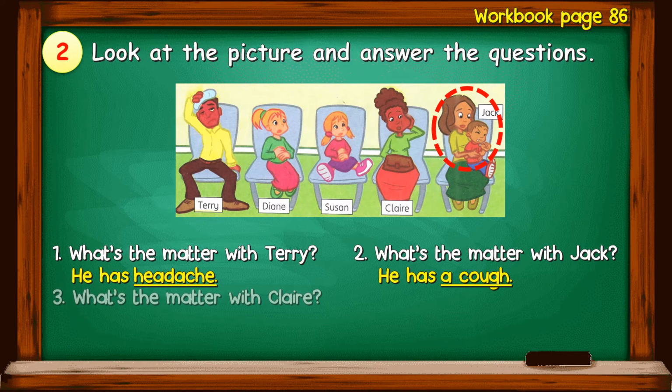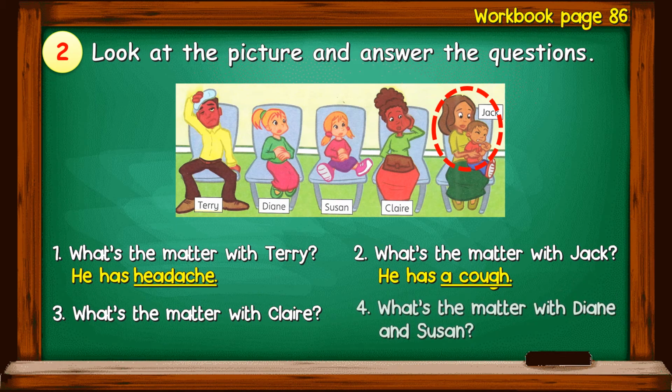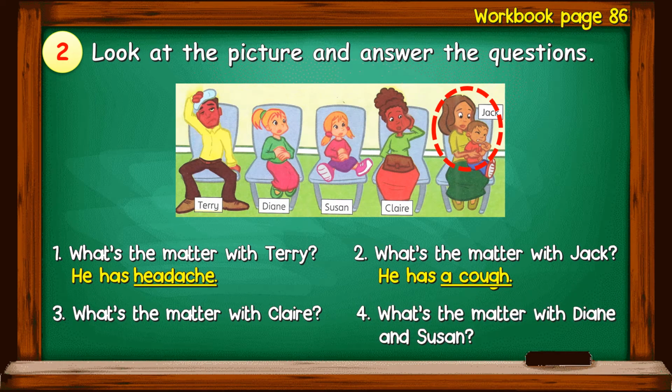For question 3 and 4, you have to complete it on your own. Remember to see whether it's a boy or a girl. Use the appropriate sentence: he has, she has, or they have, and identify what's the ache. Okay, so he has what or she has what. Complete question 3 and 4 on your own.